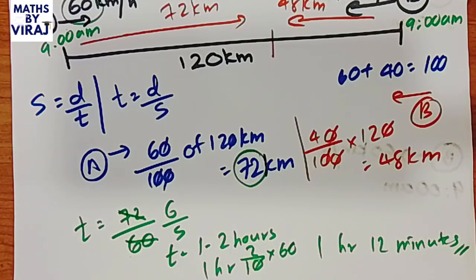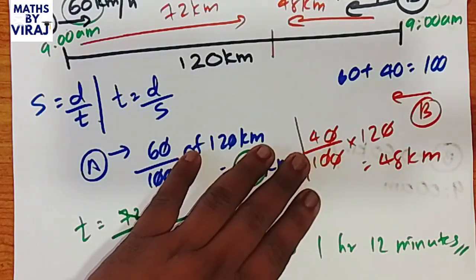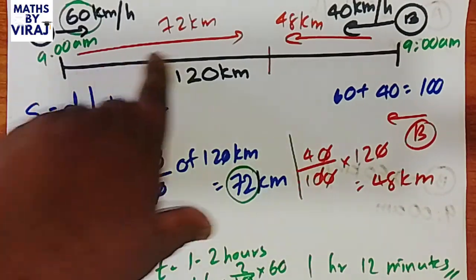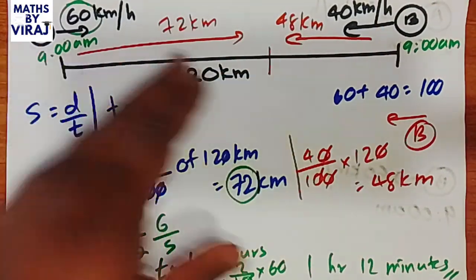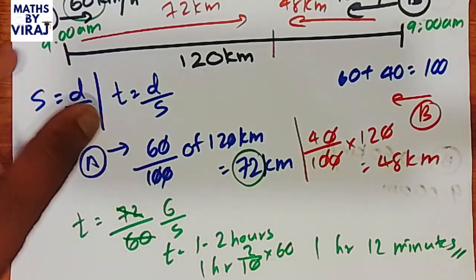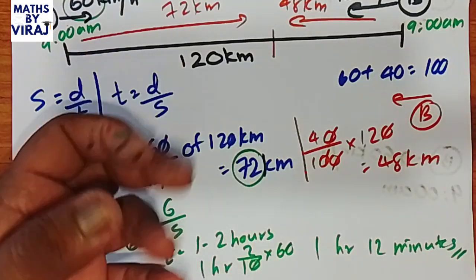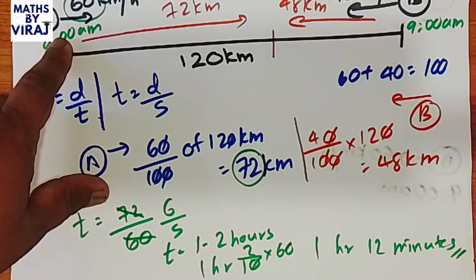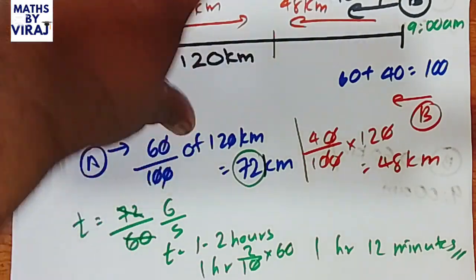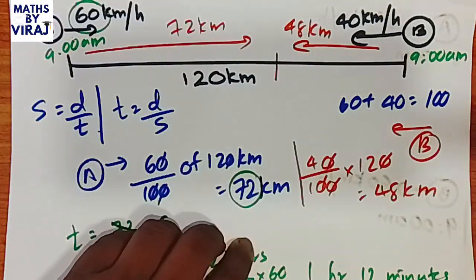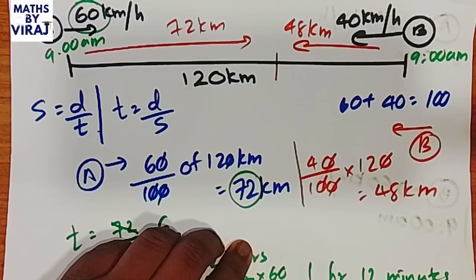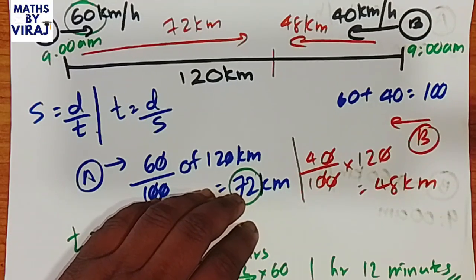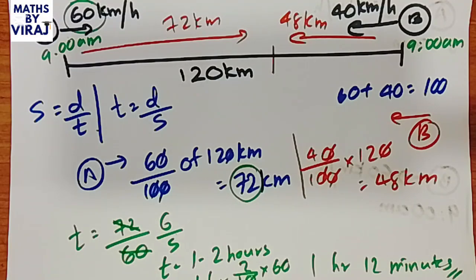What do we have? Speed is distance divided by time, then time is distance divided by speed. The two speeds were known as 60 and 40 kilometers per hour. They move towards each other. Since they move towards each other, we add the speeds, correct? Then we get them as a fraction. So by the time A moves 72 kilometers with a lower speed, B moves a distance of 48 kilometers. But they both should meet at a certain exact time.